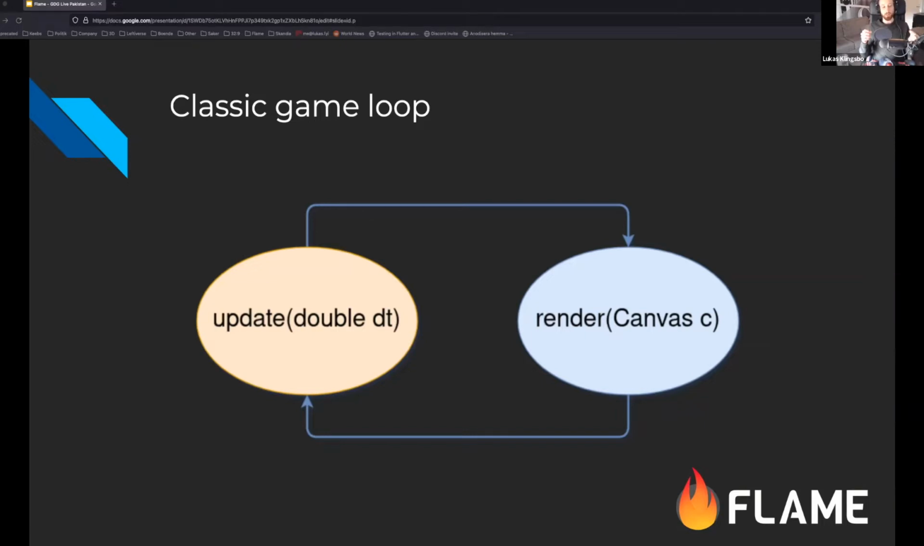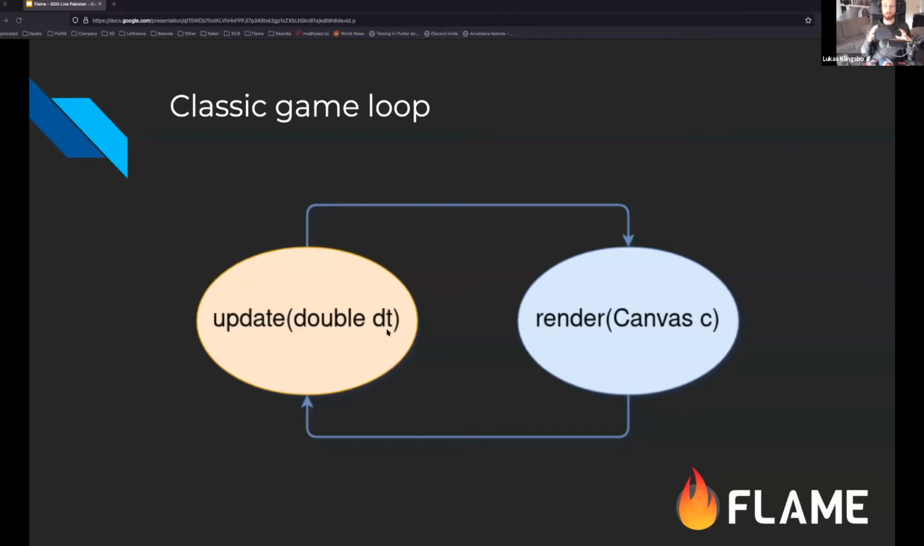So first, the update method is called, and that one updates all of the state of your components that you want to show in the next tick. And after everything has been updated, you render everything from this updated state. And then after everything has been rendered, you go back to update again. And you see here that it gets an argument called DT, and that is delta time. That's the time it took from the last update.